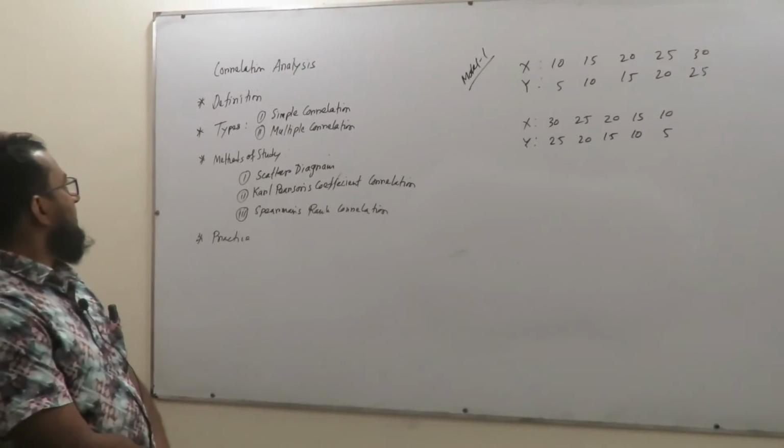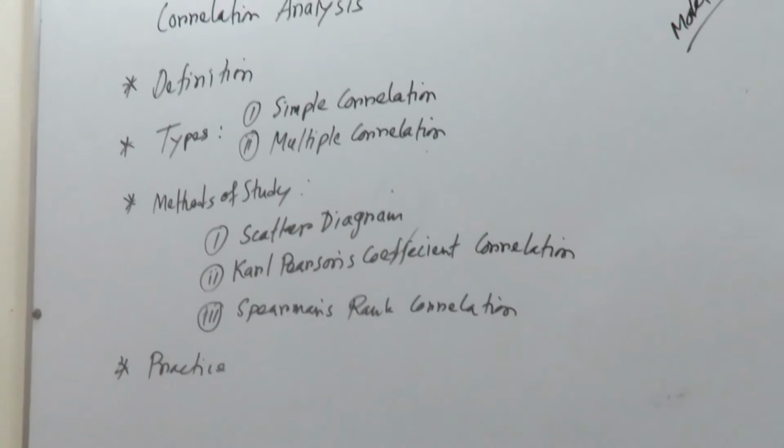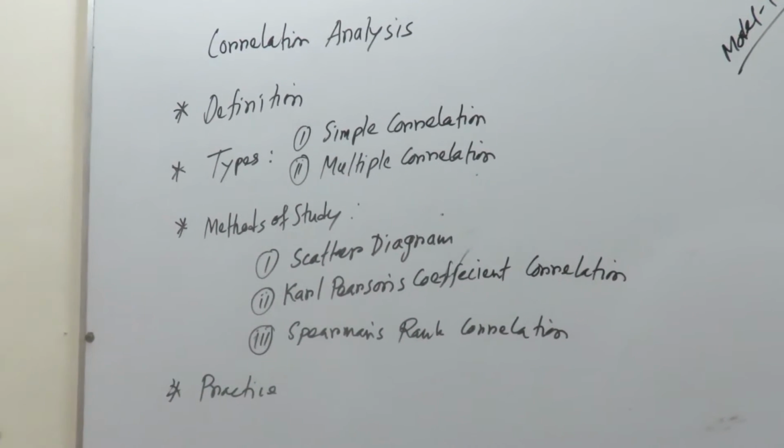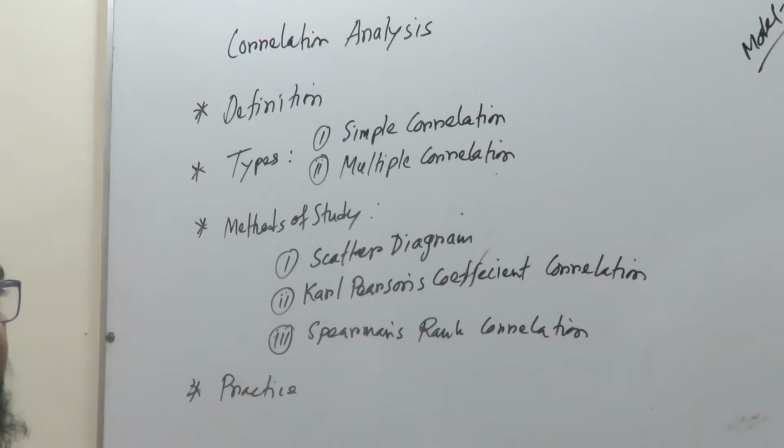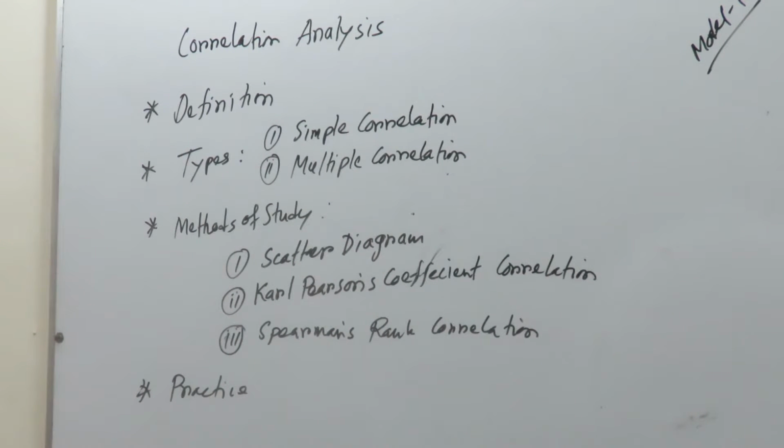Today, my target area is correlation analysis. You know, this is Business Statistics-1. As you know, this course is designed for you in English version. You have to answer all the questions in English form. So I have to conduct my class in English version.